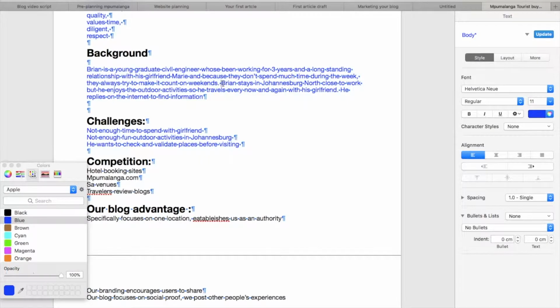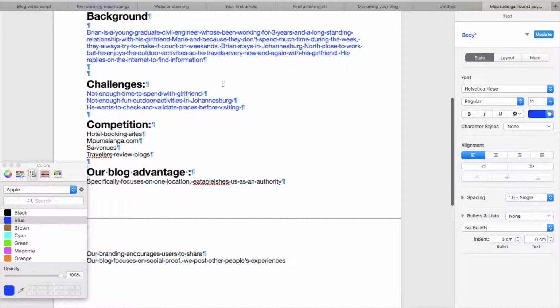The next thing is the location. Where does Brian stay? Brian stays in Johannesburg North, so those are your Sandton suburbs, along those lines: Woodmead, Dainfern, Four Ways. That's where Brian stays, upmarket. But he enjoys outdoor activities, so he travels now and again with his girlfriend, and that is very important. So I'm going to make my blog a bit more couple-centered, couple-friendly, so that people who are reading my blog and are a couple can go and visit Mpumalanga. Those are important things that I need in order to write my blog, to understand my market and who I'm creating the blog for.